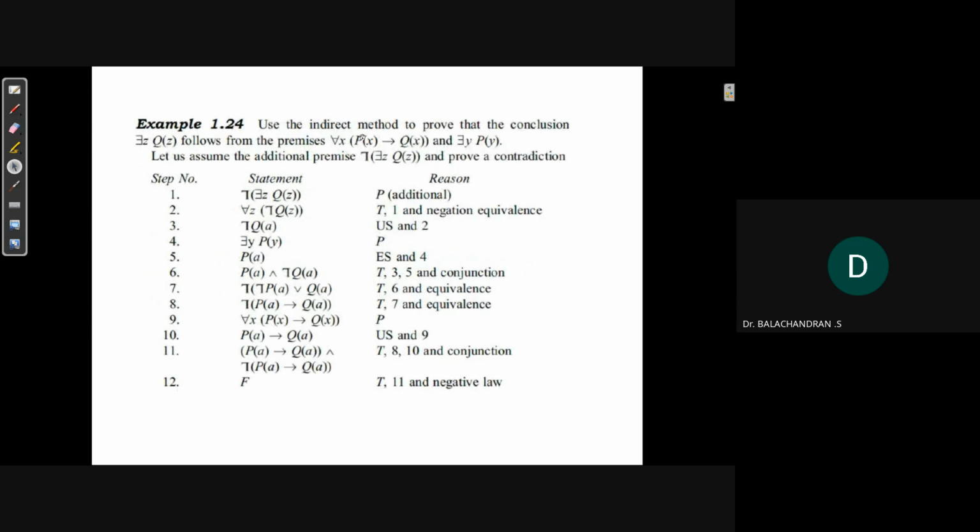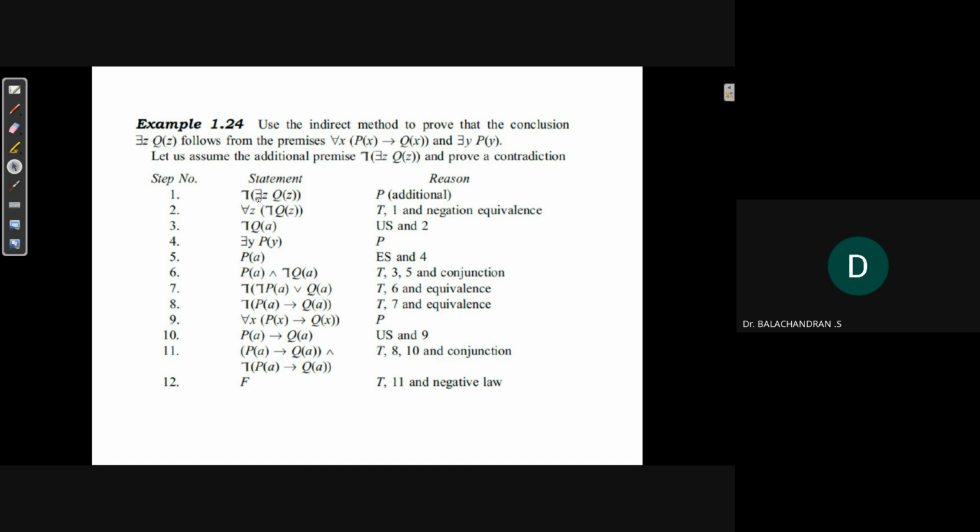Okay. Use the indirect method to prove the conclusion: there exists x Q of x follows from the premises for every x P of x implies Q of x, and there exists y P of y. So here you should assume the negation of the conclusion. What is the conclusion? There exists z Q of z. You should assume the additional premise, and then I will take this negation inside.